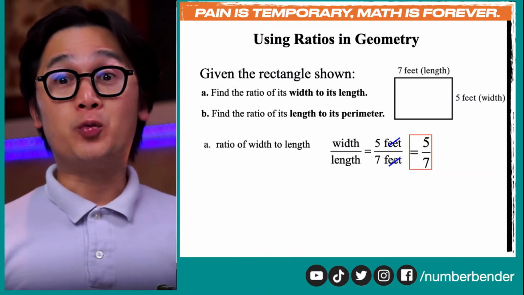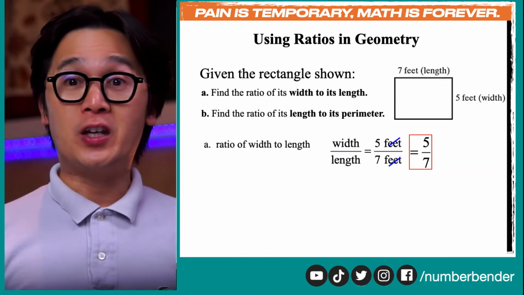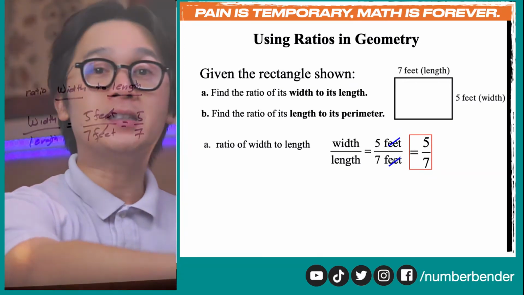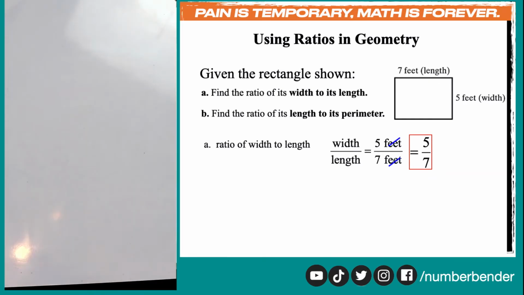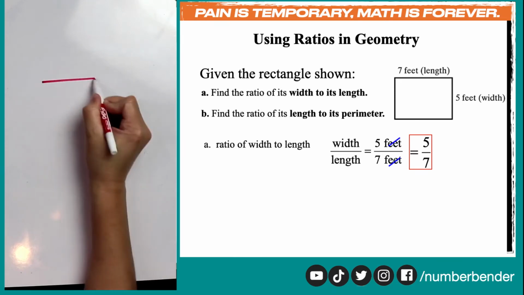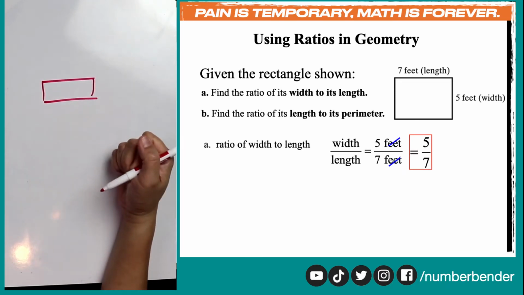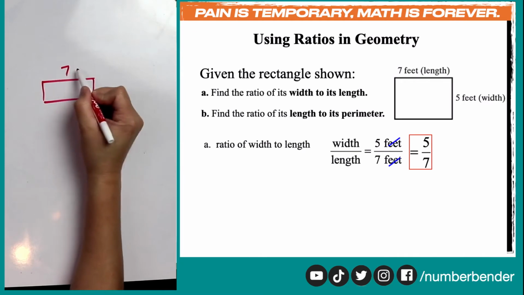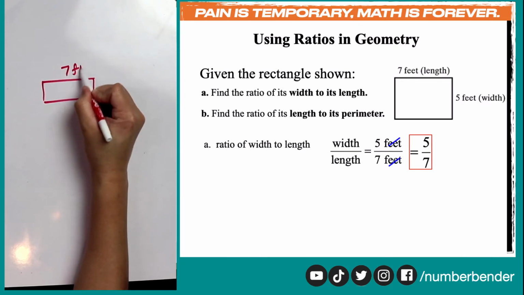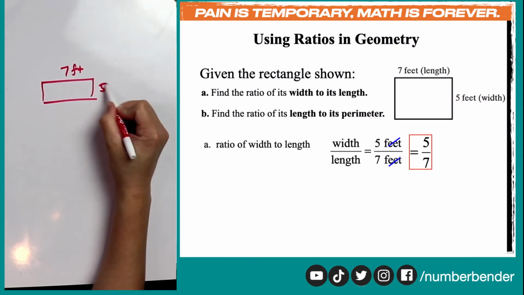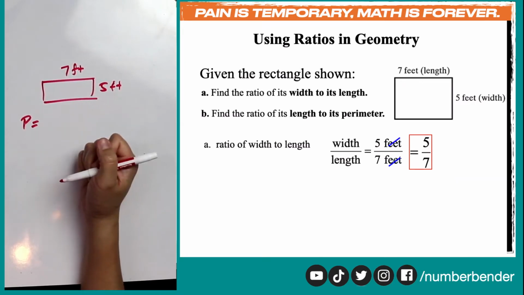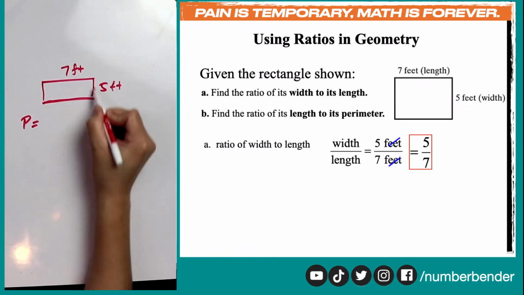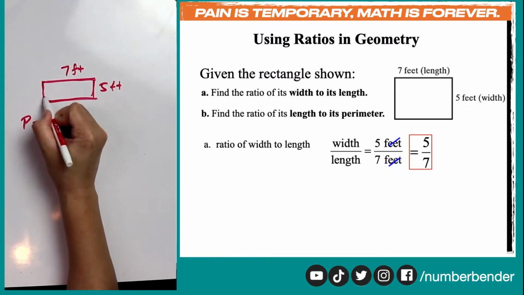But the problem is we don't have the perimeter value of this rectangle. So that means we need to find the perimeter of this rectangle on our own by using the formula for finding the perimeter. So we know that this is 7 feet and we know that this is 5 feet. And to find the perimeter of a rectangle, we need to find the length of the sides of the rectangle.